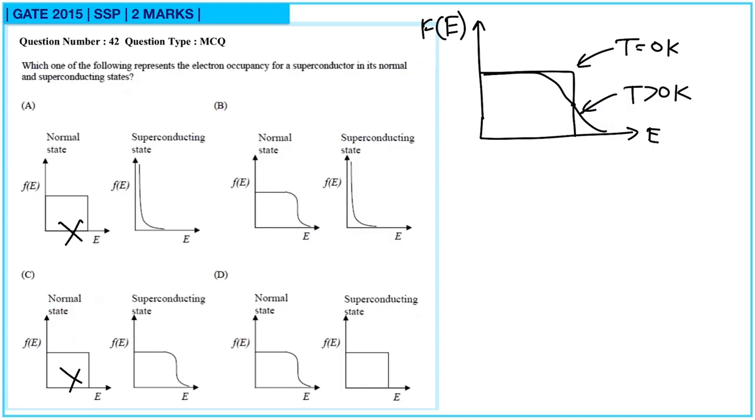So this is wrong, this can be correct. And for the superconducting state, if the material converts into a superconductor, then electrons near the Fermi level make Cooper pairs, and Cooper pairs can transfer energy easily. So in that case the graph will look like this, not like this. So B is the correct option.